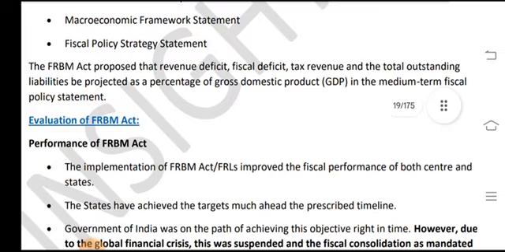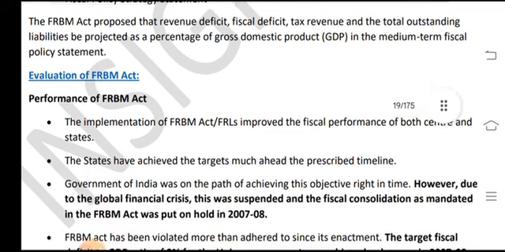The FRBM Act proposed that revenue deficit, fiscal deficit, tax revenue, and total outstanding liabilities be projected as a percentage of the gross domestic product (GDP) in the Medium Term Fiscal Policy Statement.